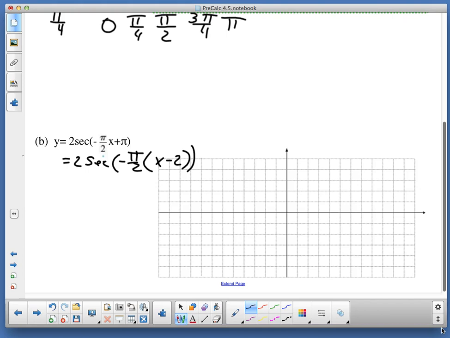Okay, so I'm looking at this. I've got my A. Okay, my absolute value of A is 2. I'm looking at B. B happens to be, well, you know, because it's cosine, because it's even, B happens to be pi over 2, because with an even function, that negative right there is no longer needed. Okay, because it's an even function.